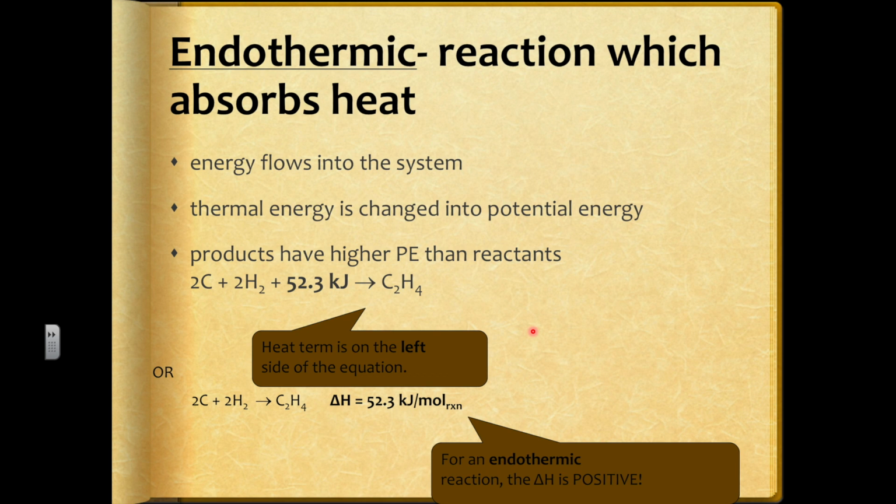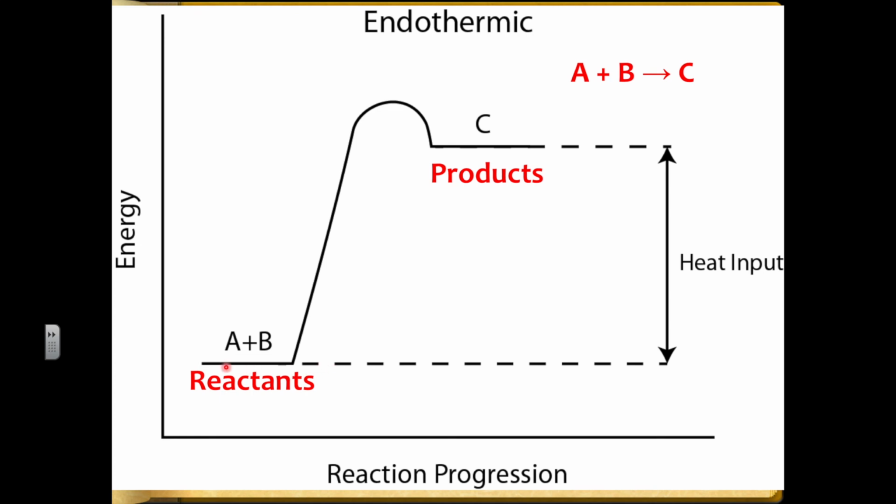Now, an endothermic reaction is just the opposite, right? Energy flows into the system, thermal energy is changed into potential energy, so the products will actually have a higher potential energy than the reactants. This time, the energy term is going to be on the left side of the equation, and the enthalpy sign, the delta H sign, is going to have a positive right here, all right? So, the graph will look like this. The products will have more energy than the reactants, and just know about those two positions right there.